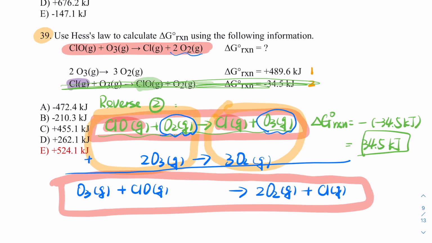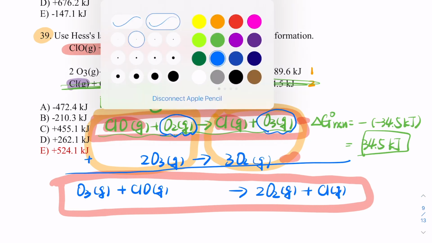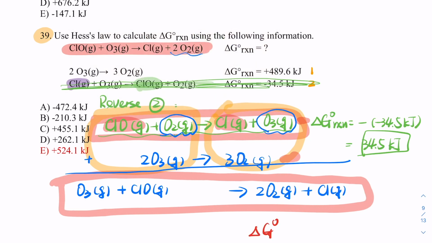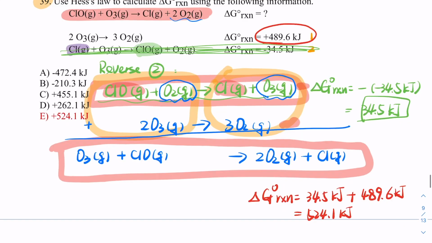So we just added these two equations up. When you do that, we also need to do the calculation for Gibbs free energy. Simply 34.5 plus the value from equation 1, 49.6. You do this calculation, and the final answer will be 524.1.